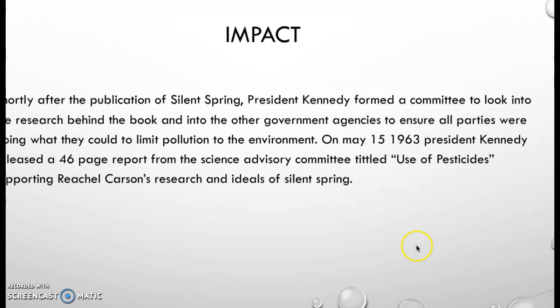Shortly after the publication of Silent Spring, President Kennedy formed a committee to look into the research behind the book and into the government agencies, and ensure the parties were doing what they could to limit pollution to the environment. On May 15, 1963, the President's Science Advisory Committee released a 46-page report titled Use of Pesticides, supporting Rachel Carson's research and the ideas of Silent Spring.